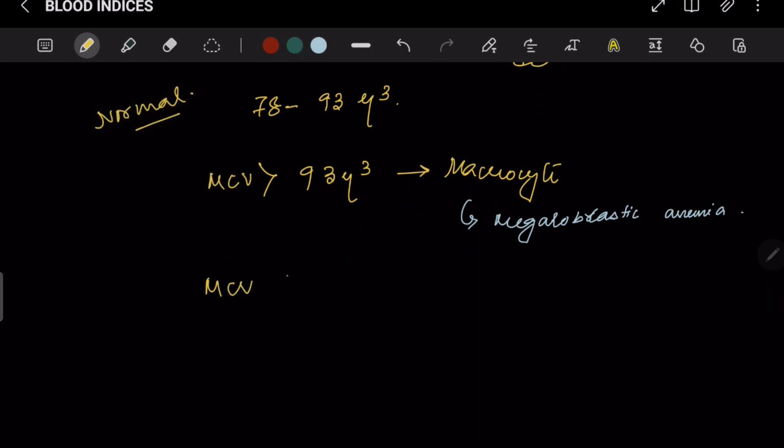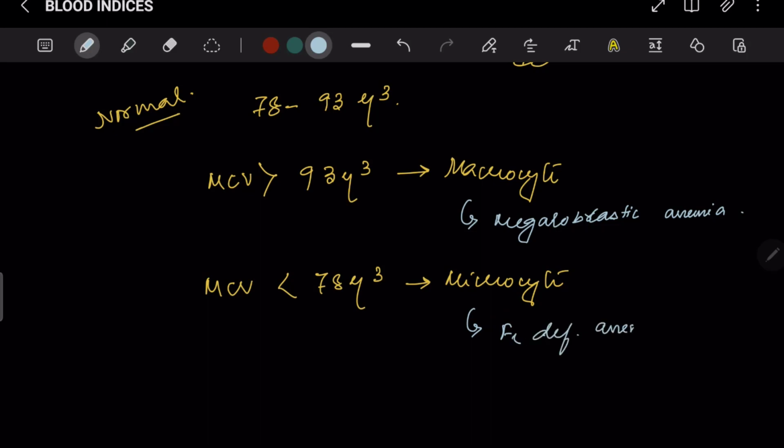the MCV is less than 78 cubic microns, then we will call it a microcyte. And this is very much prevalent in case of iron deficiency anemia. If there is iron deficiency, the formation and growth of the blood cells is hampered. As a result, they decrease in size, forming microcytes.